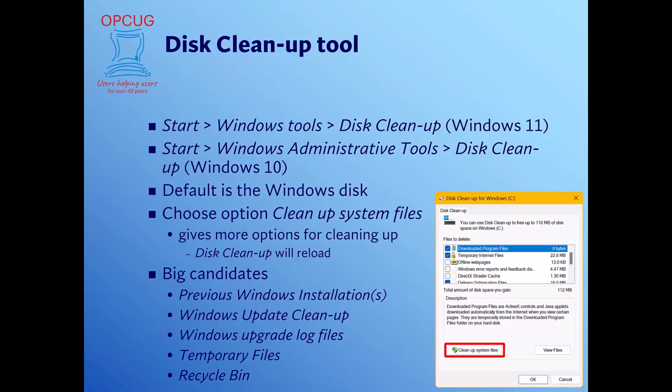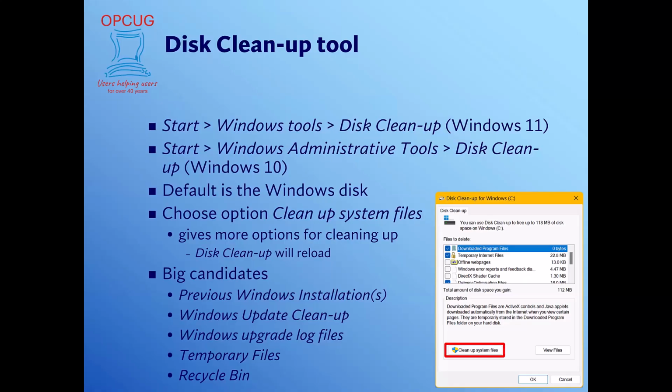Disk Cleanup is an older tool, but it's still very, very useful. It's been around probably since Windows 95. If you go to Start, Windows Tools, Disk Cleanup, or Start, Windows Administrative Tools, Disk Cleanup, or just click the Start button and type in Disk Cleanup, it'll find the tool for you. When it loads, the default will be the Windows system disk. When you first load it up, make sure that you click on Clean Up System Files. It'll restart Disk Cleanup in a new mode where it can clean up an awful lot more stuff.